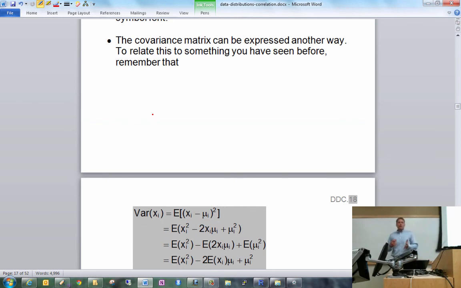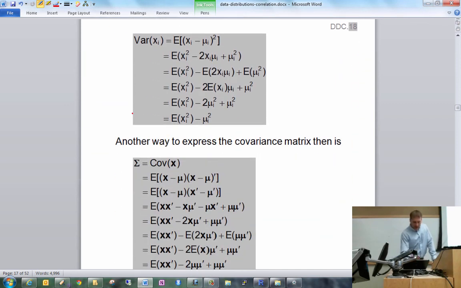Let's look at how this covariance matrix comes about in a little bit of a different way. So, in your first stat course, you should have seen something like this, where the variance of x sub i is equal to the expected value of x sub i minus mu sub i, squared. You could multiply the stuff out that's inside that expected value. So that's what I did. Let's call this step two. I cannot write today. Sorry. So step two here, I simply multiplied everything out that was inside that expected value.